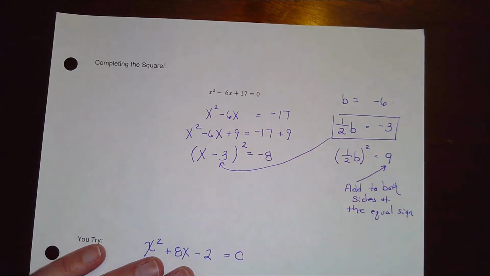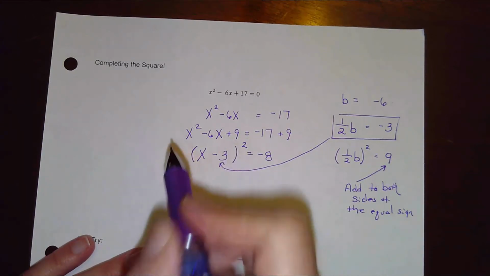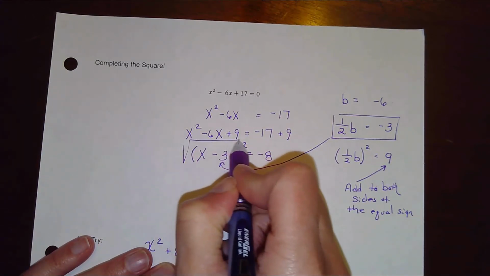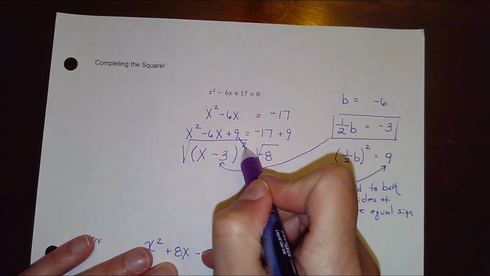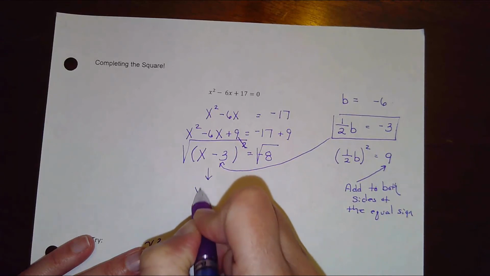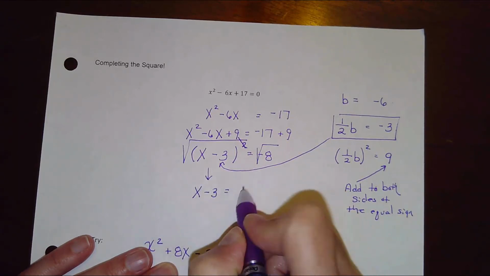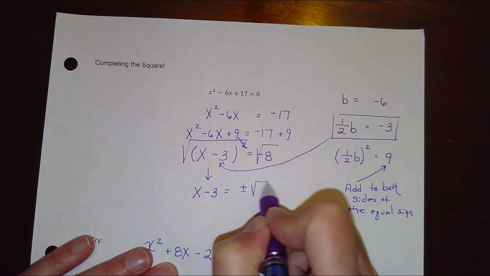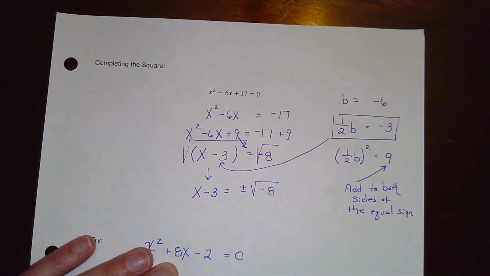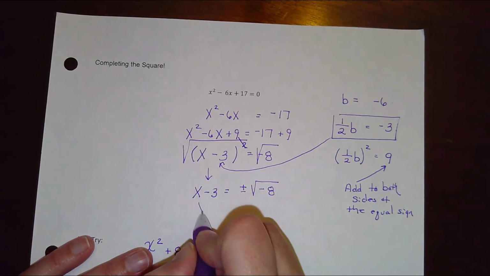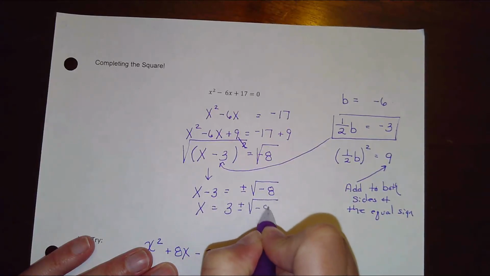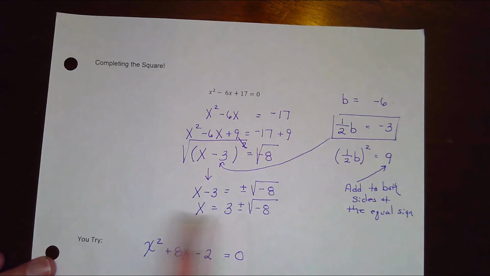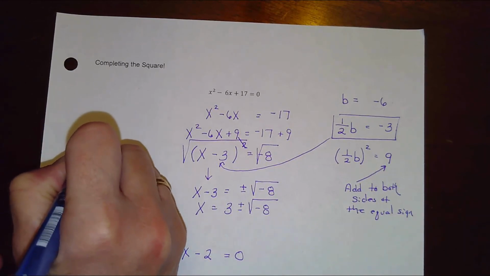And now we're going to use the square root property. So to undo a square, we take the square root of both sides, and don't forget about the plus and minus. So these cancel, and the x minus 3 comes down, and then we have plus or minus root negative 8. Now we'll add 3 to both sides, and then we're going to simplify this. So if I add 3 to both sides, this is my answer, but we need to simplify root negative 8.